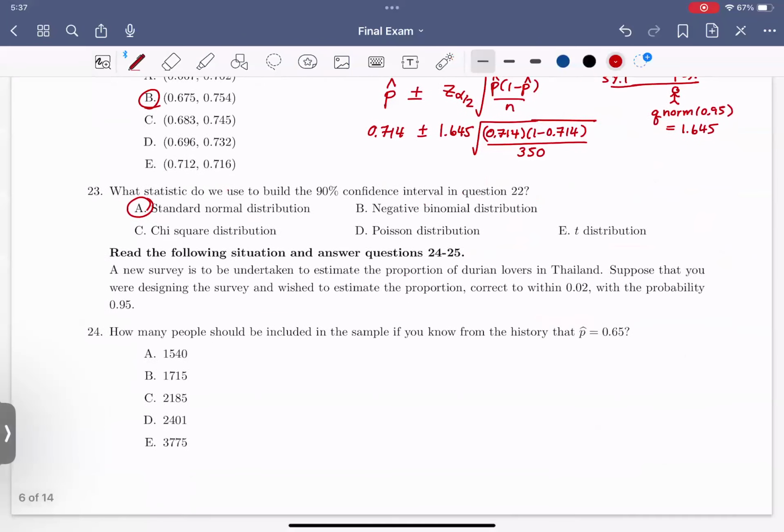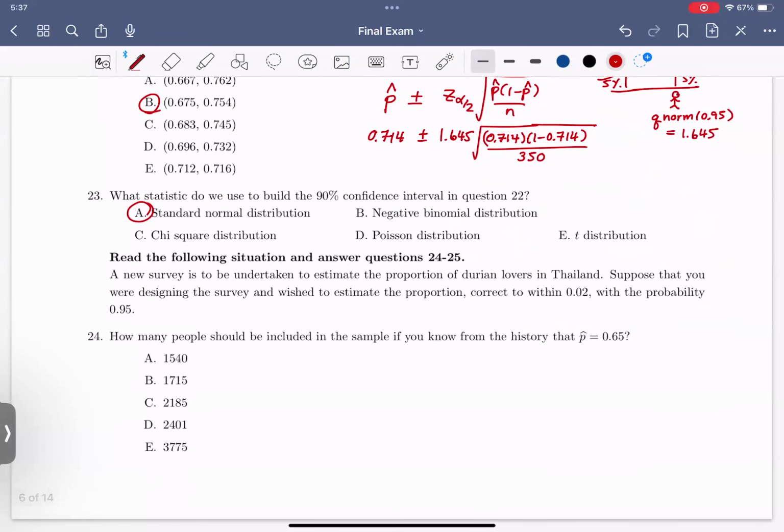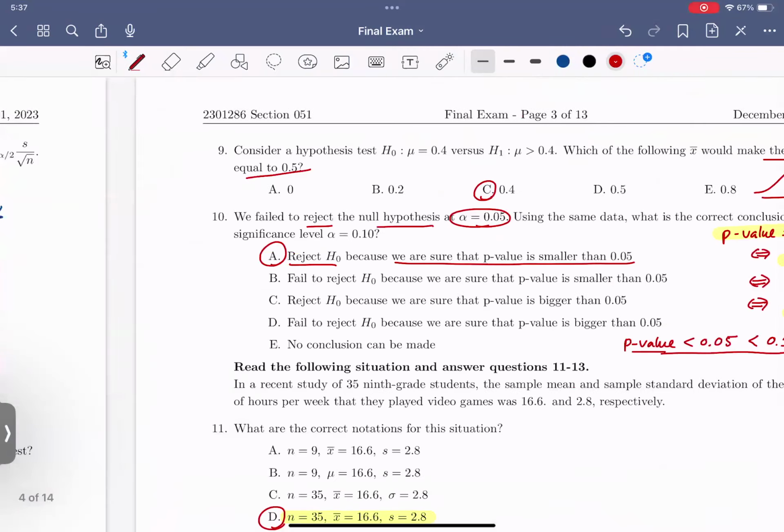Next one, questions 24 and 25. A new survey is to be undertaken to estimate the proportion of durian lovers in Thailand. Suppose that you were designing a survey and wish to estimate the proportion correct within 0.02 with the probability of 0.95. Question 24: how many people should be included in the sample if you know from the history that p hat equals 0.65? Of course, you need to go back to see the formula.